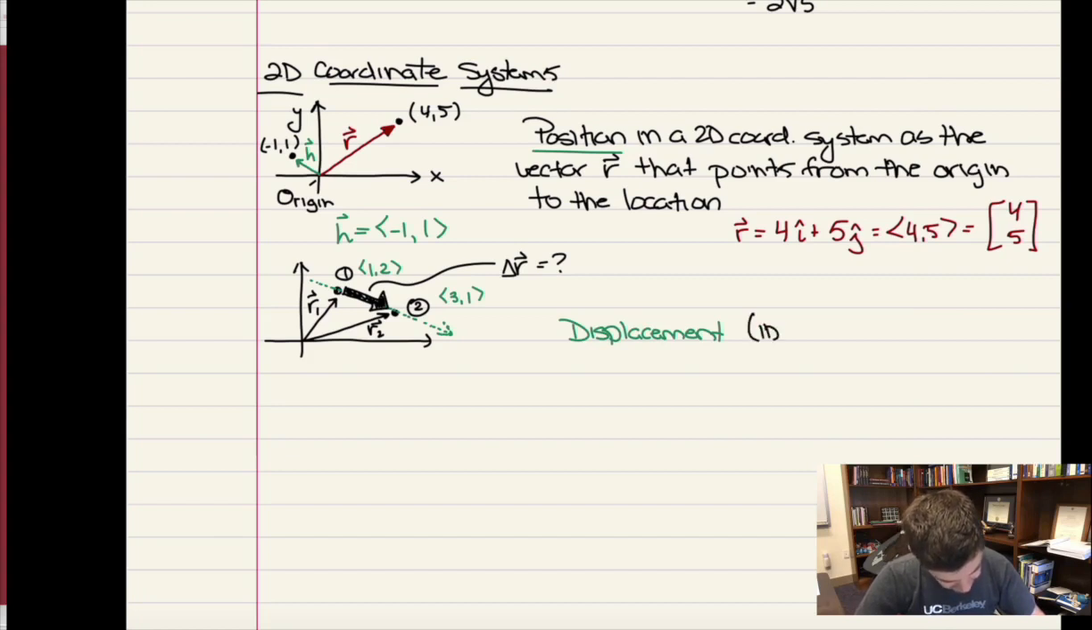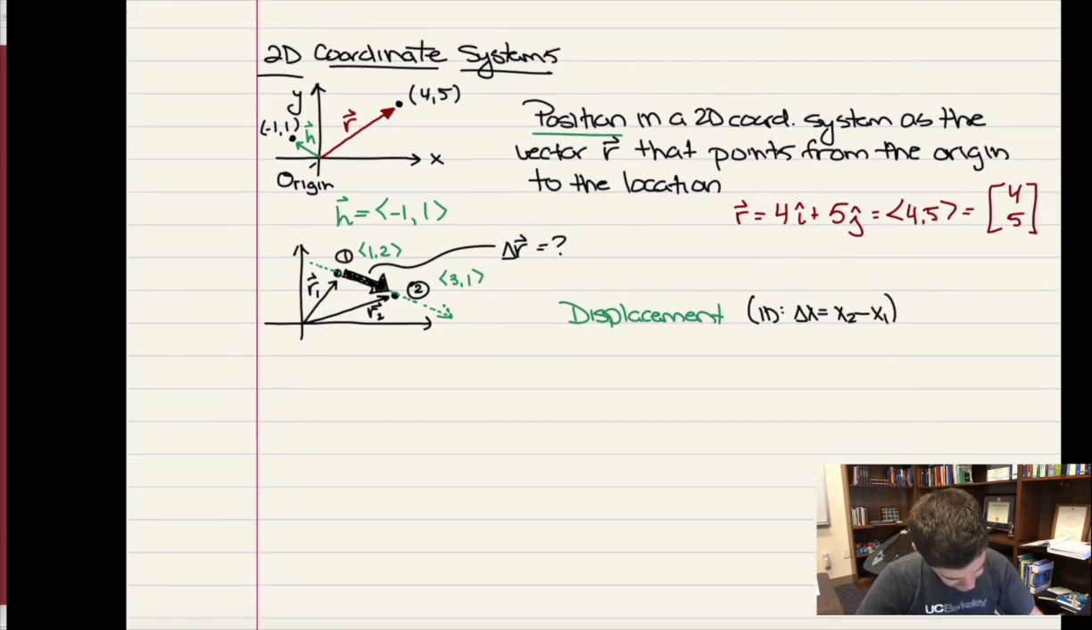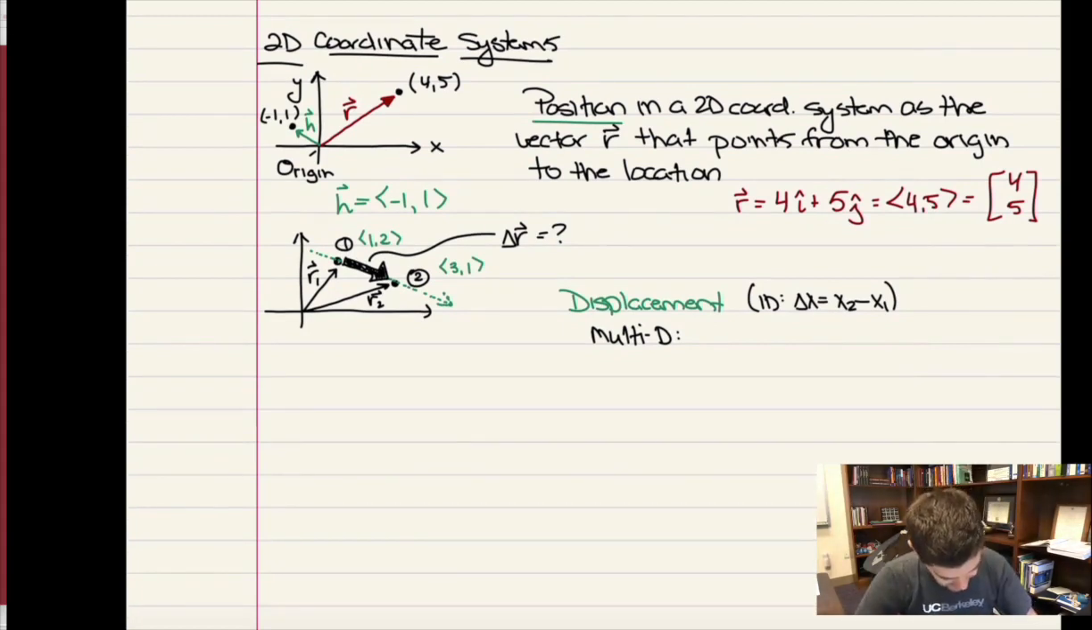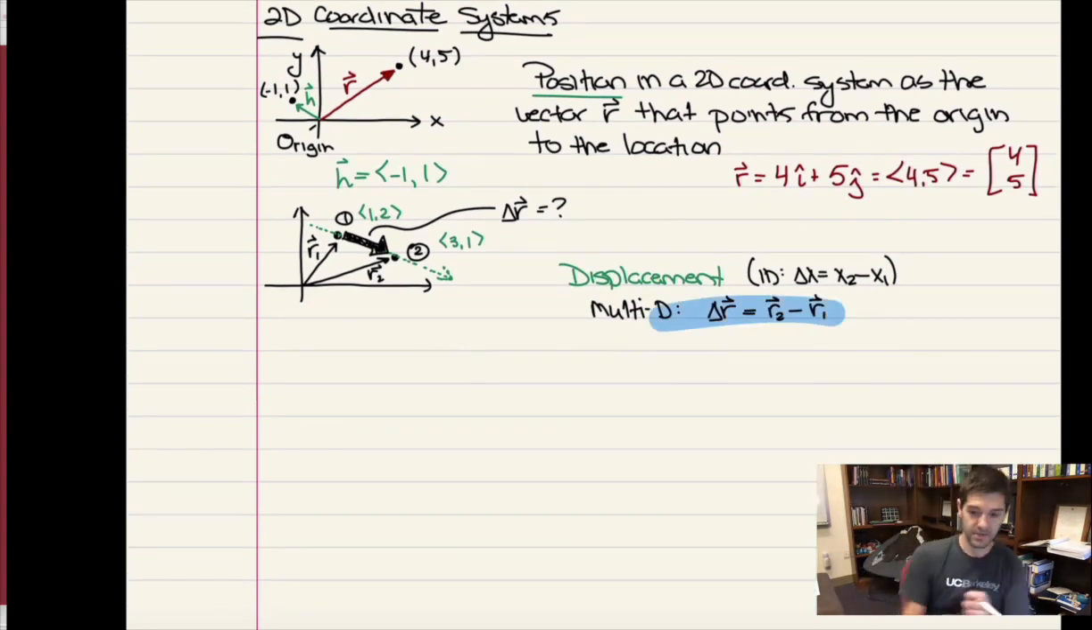In 1D, we said displacement was delta x is x final minus x initial. In, I guess I'll just say, multi-D, we upgrade this definition to now call the displacement delta r, but now it's a vector quantity, meaning it could be in multiple dimensions, and we call that the final position as a vector minus the initial position as a vector. So again, you're looking at final minus initial, but now you're just doing it as 2 vectors rather than just 2 points.